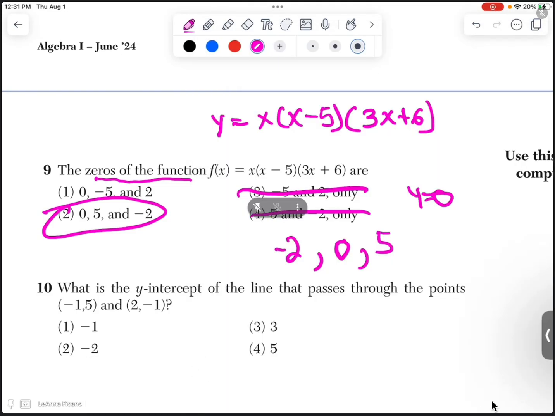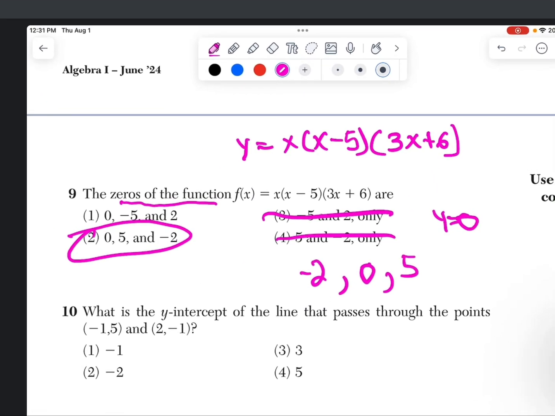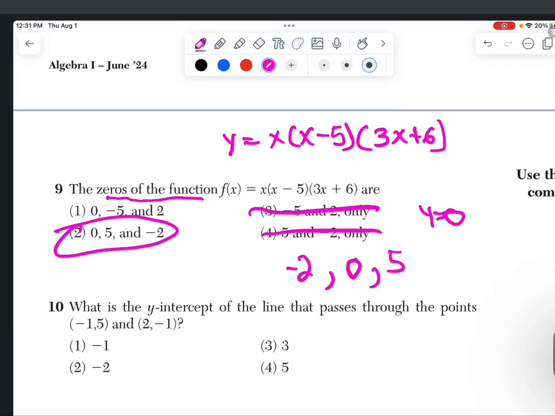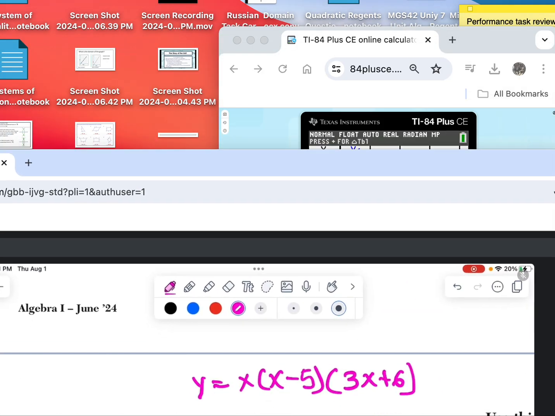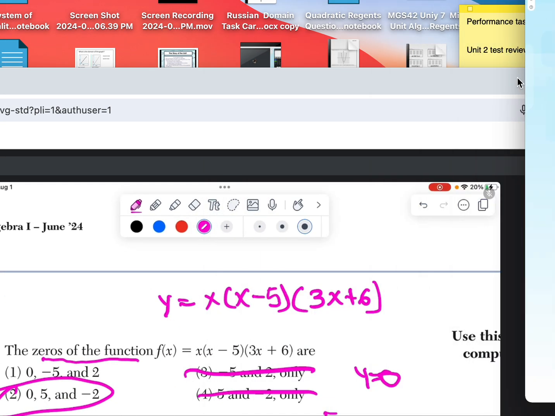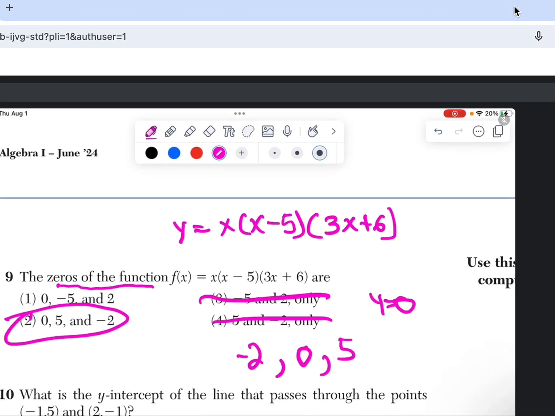However, if you are like, I don't remember how to find y equals, give me a second, I'm going to pull this calculator back up. I don't know where it went, but I will find it. There it is. Ooh, I've got a lot of things open there.